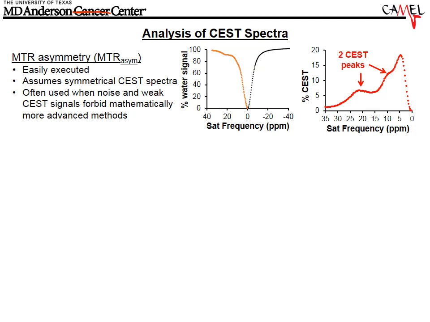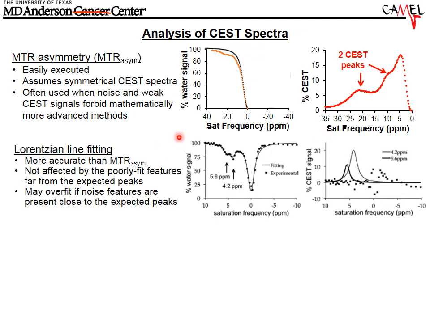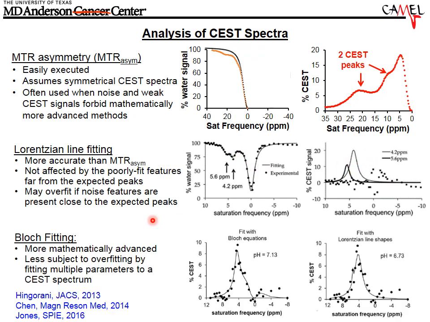Again, CEST analysis methods are very important for ensuring that you have good quantitative CEST results. So I've mentioned this MTR asymmetry method. This is just another example comparing the left and right of the spectrum. And you can see that there are two features here in the data, two CEST peaks within the percent CEST spectrum over here. And this happened to be a paramagnetic agent with very, very high saturation frequencies for detection. The Lorentzian line fitting method that we've mentioned is to fit these lines to the spectrum that's shown here. And then finally, we use a block fitting method.